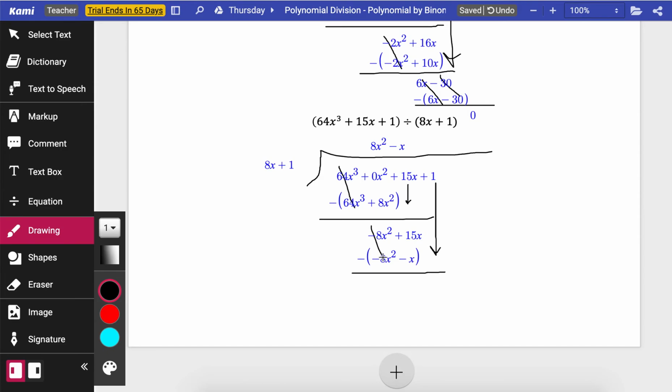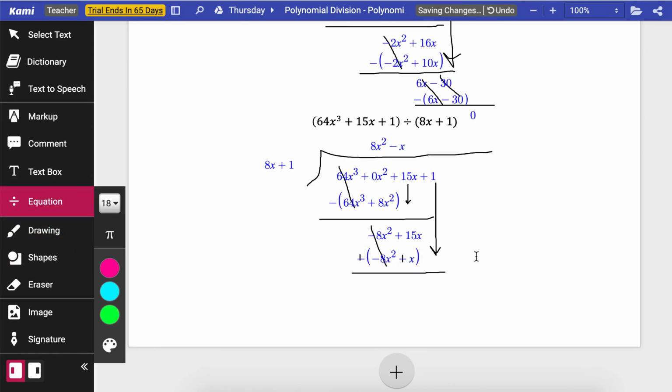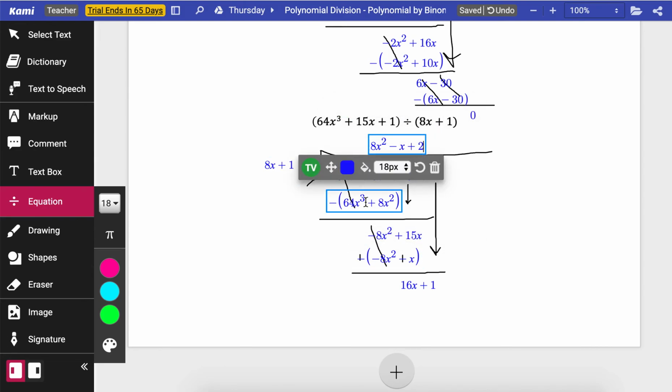The negative 8x squareds cancel, which is perfect. That's exactly what we want. 15 minus a negative x is the same as 15 plus x, so I'm going to change that to plus a positive and see that 15 plus 1 is 16x. And we carry down that plus 1. And then again, we divide 16x divided by 8x. So 16 divided by 8 is 2, and the x divided by x is nothing, so just 2 right here.